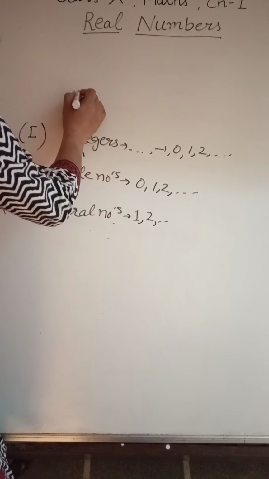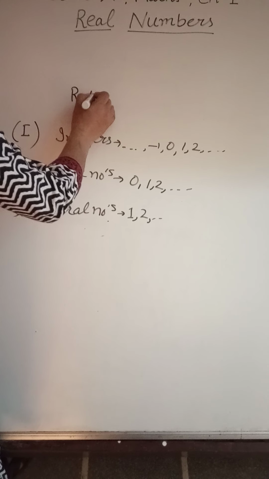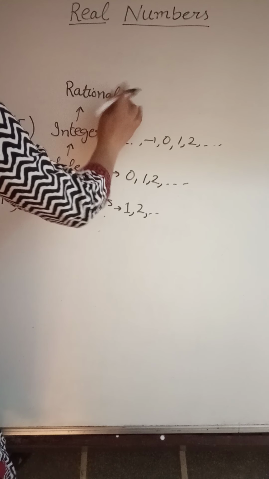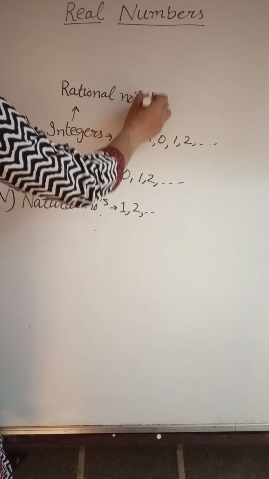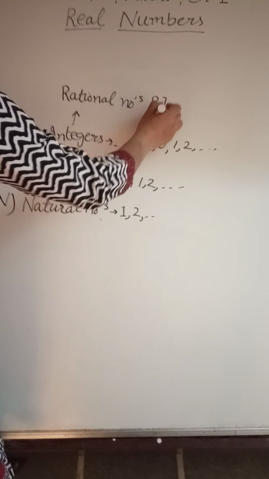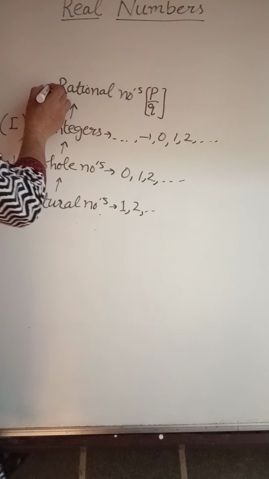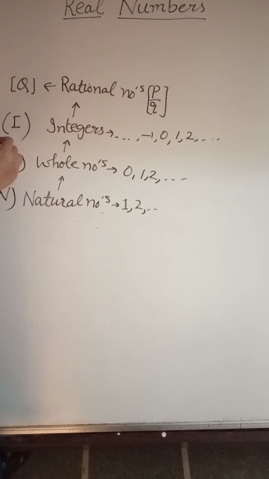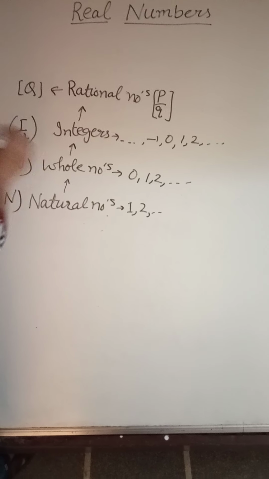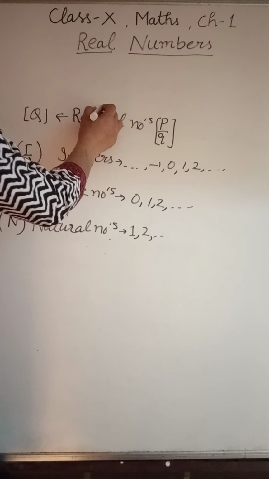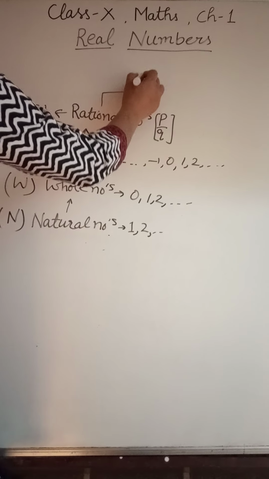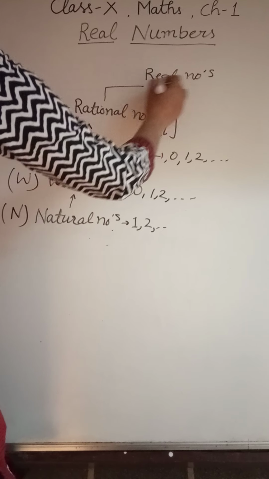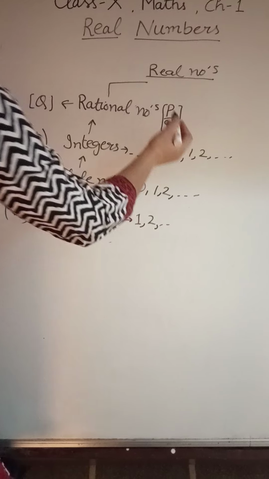And numbers that can be represented in p upon q form are called rational numbers, represented by capital Q. Integers we can also write as Z. Rational numbers are the parts of what? Real numbers. Yes, you have heard this word, real numbers, in your previous class.